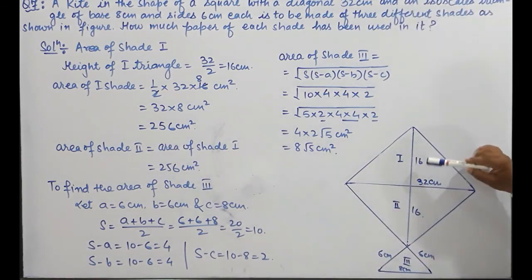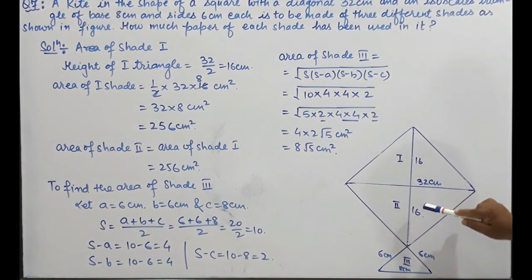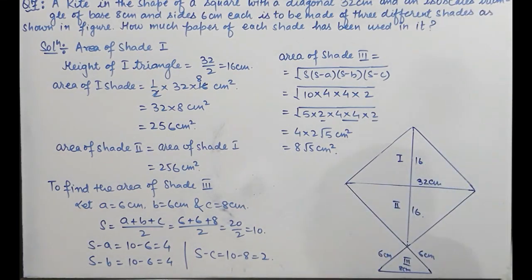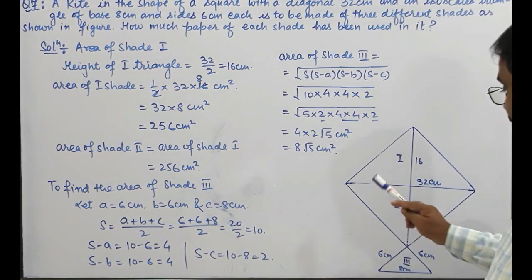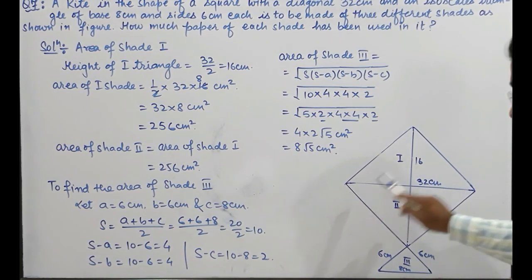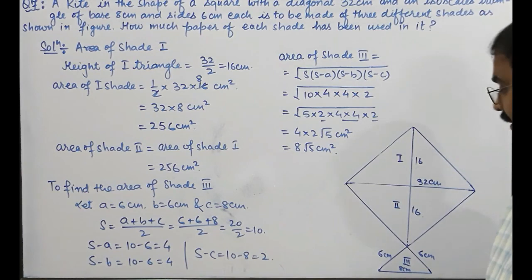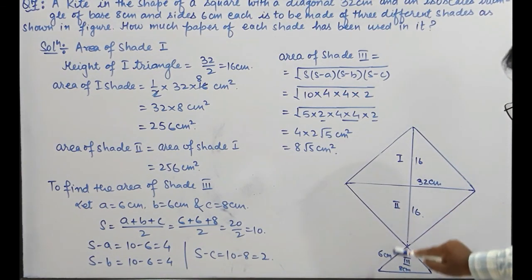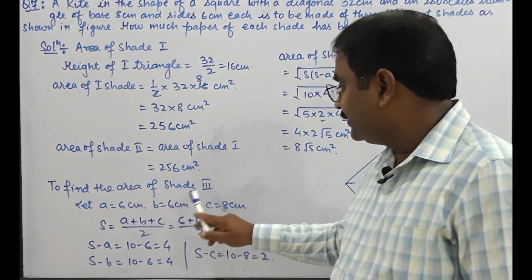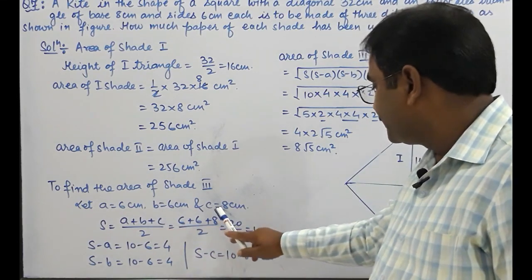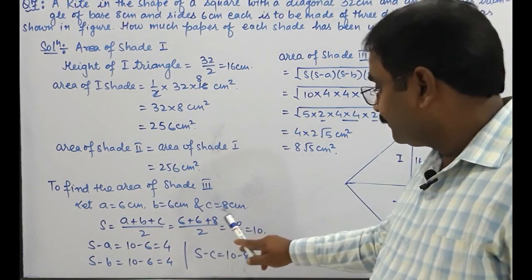So similarly the area of the second one is the same as the area of the first side. So the area of this second is also equal to 256. Why? There is a reason behind this: because this diagonal divides this square into two equal areas, two equal triangles. After getting the area of the second one, we need to find the area of this third side. To find the area of the third side, we have taken a is equal to 6 centimeter, b is equal to 6 centimeter and c is equal to 8 centimeter.